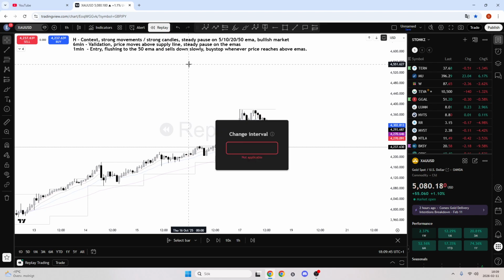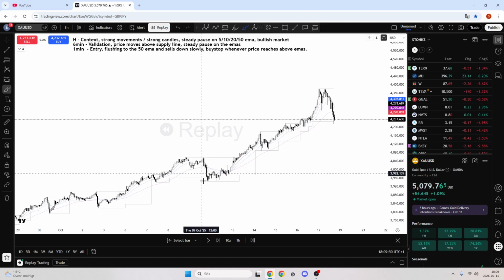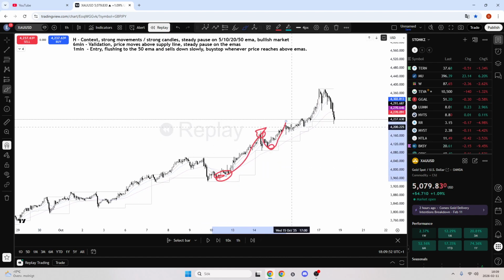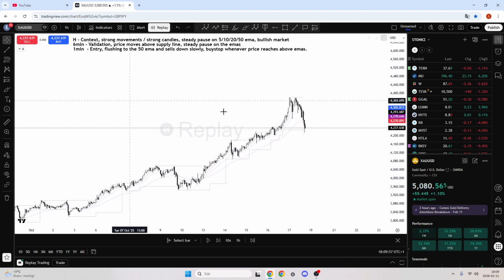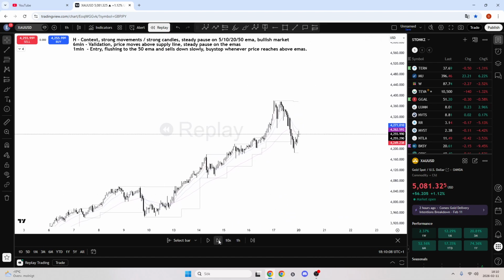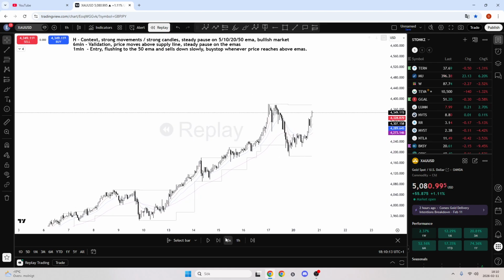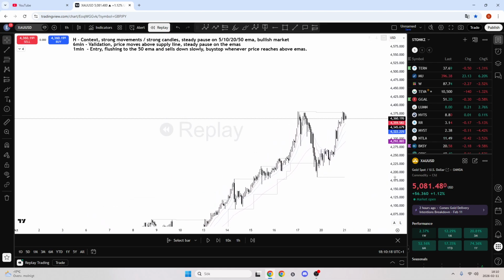So let's see. The hourly is currently bullish, as you guys can see. We have a strong push to the upside, and we can definitely say that we want to look for buys. Current action right here is selling off, so there is nothing for me to do right now. So let's see what price does. I'm not interested in this price action. I think this sell-off is pretty dramatic, and I don't like it.